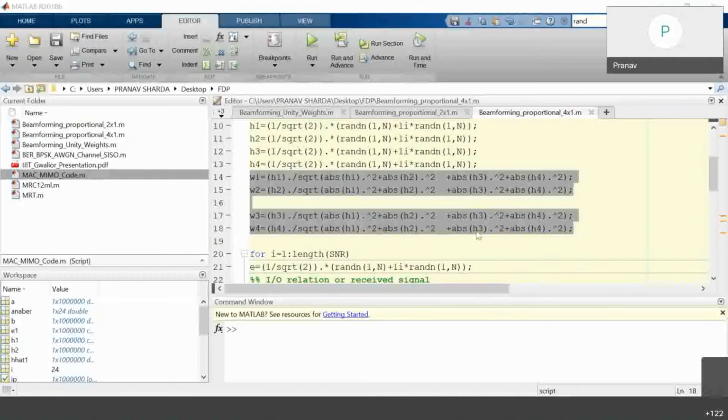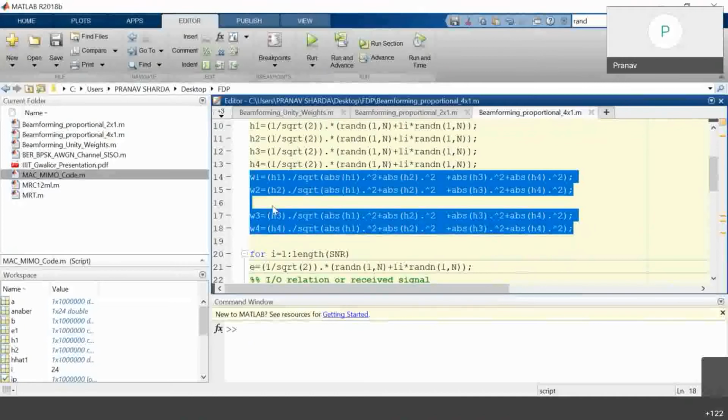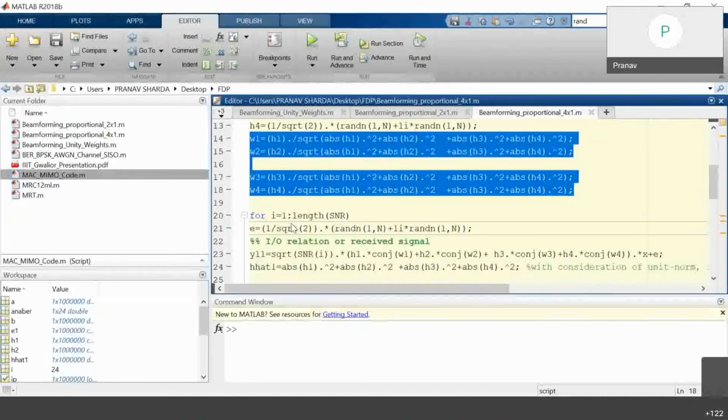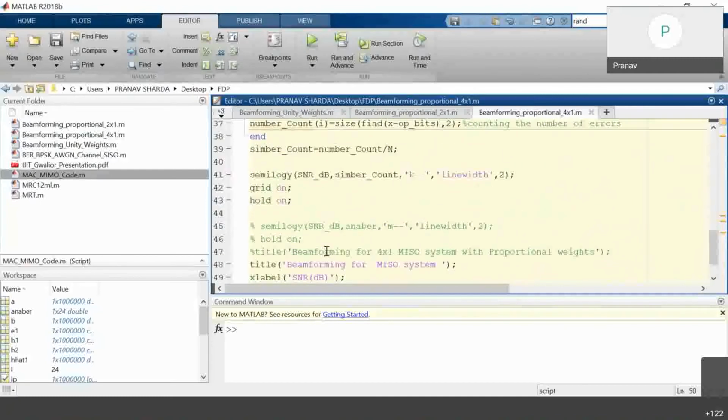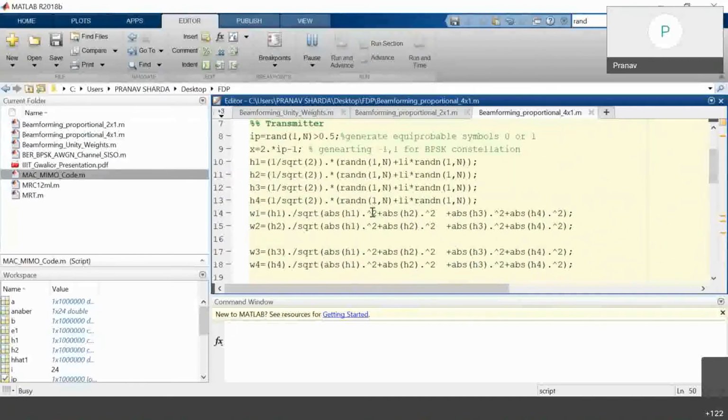Professor Bhatnagar discussed how we select the weights. You can find it in any standard book of MIMO wireless communication, how the beamforming weights are selected. So this is the optimal selection of the transmit beamforming weights. Because of 4 transmitters, we have 4 beamforming weights here. The entire thing is the same as we discussed in the last case of beamforming. So let me execute this code. This case corresponds to the 4x1 beamforming scenario.